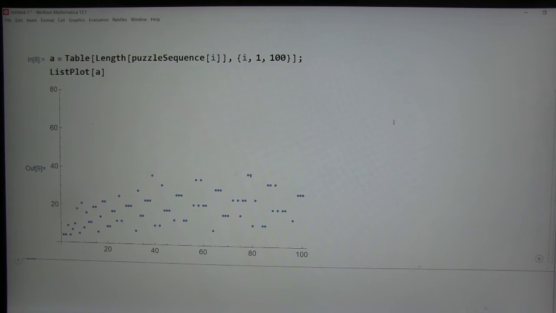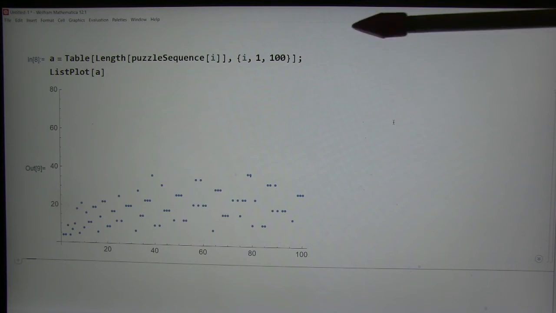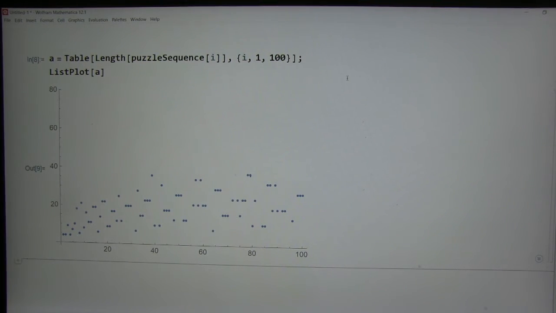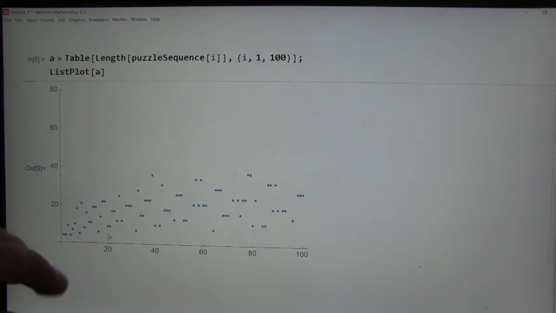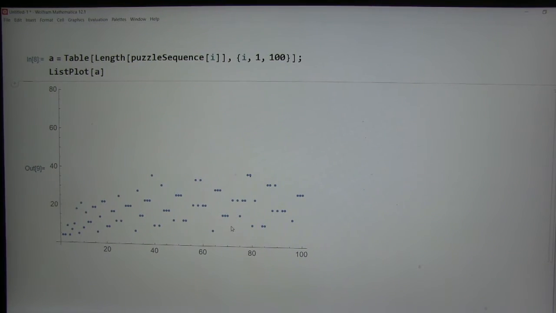Okay, so we were able to make a plot, which was nice. And so what's on the screen right now is just the first 100. So why don't you say what this is doing? Okay, so we have A, which is a table of the length of the Collatz sequence for numbers 1 to 100. So this is just plotting on the x-axis which positive integer it is, and then the output is the length of the Collatz sequence.